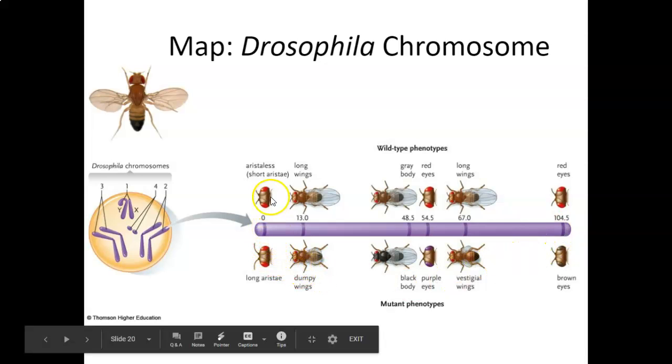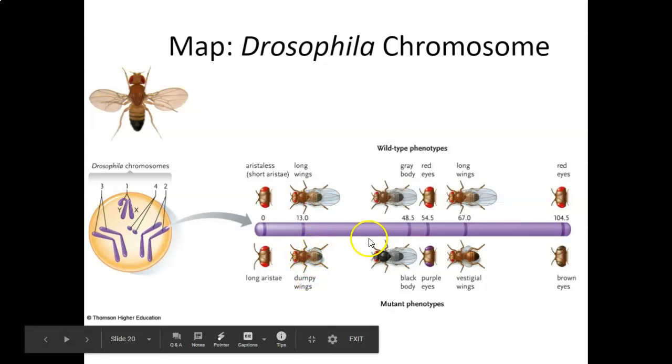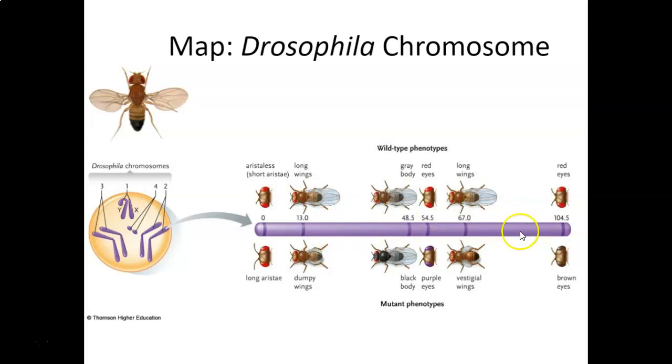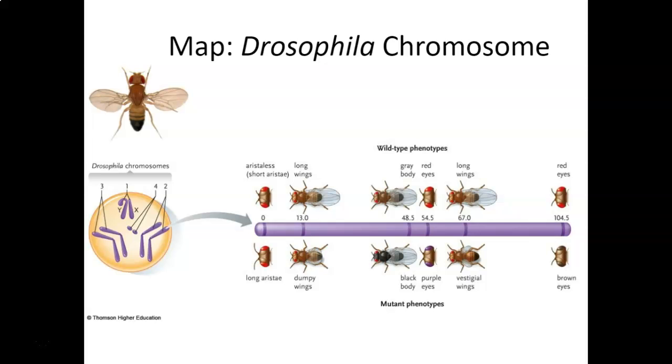So you can tell that if you were looking at the difference between dumpy wings and brown eyes, it's likely that this would have some recombination happening because the distance is so far. But if you were looking at the black body versus purple eyes, that will likely get inherited together because it is so close together. It's unlikely that you would have crossing over happening there. Okay? So the further away, the easier it is to do recombination.